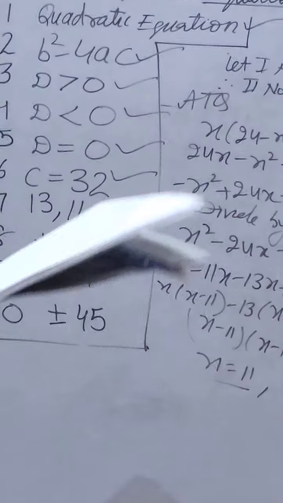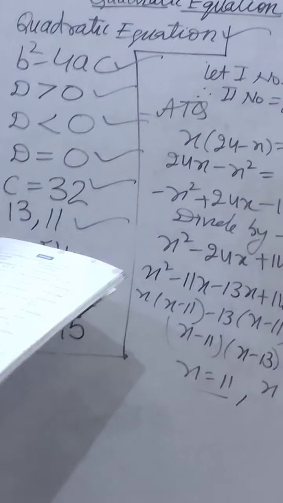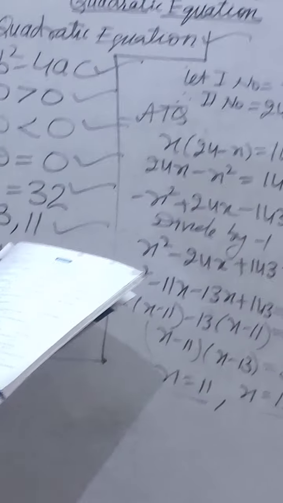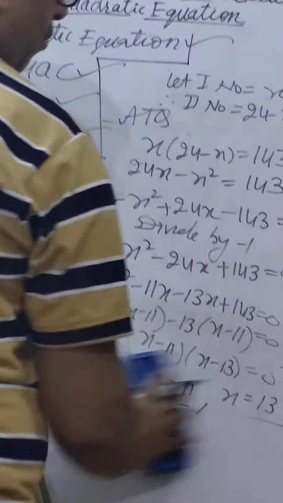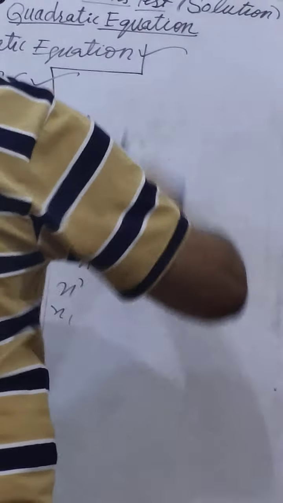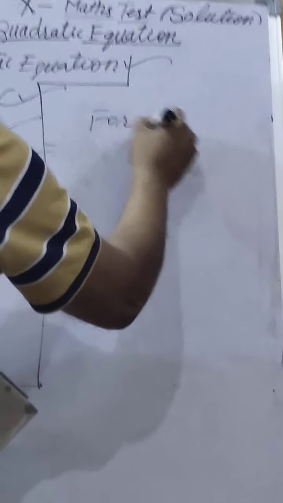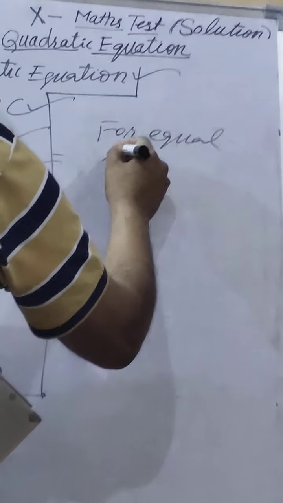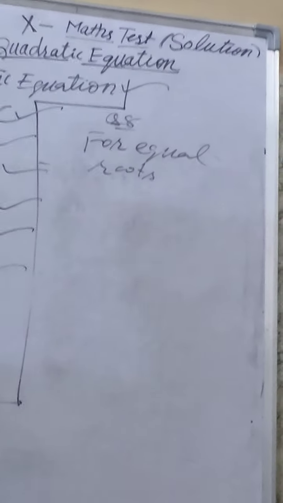Any problem? So next question, 8th question: for what value of k does the equation have equal roots? You know very well the condition we have told upside. We are solving question number 8, for equal roots.